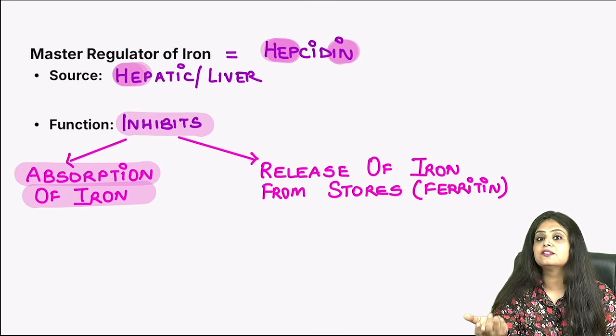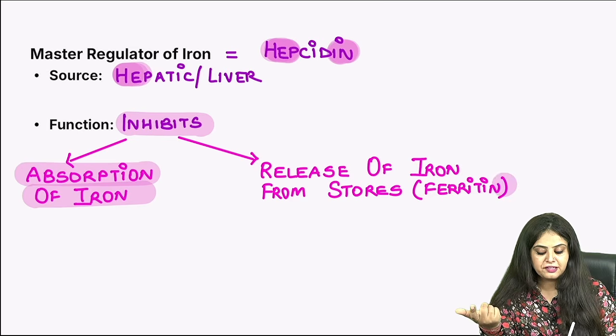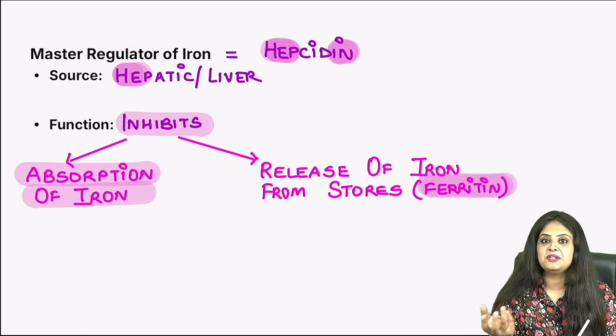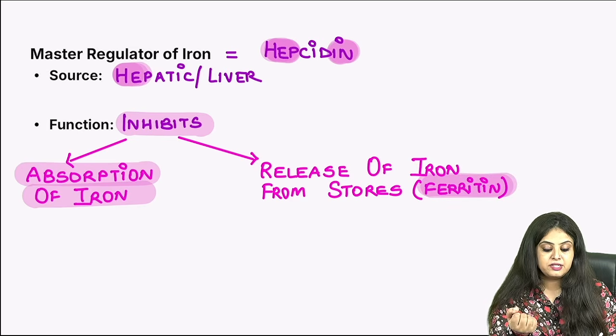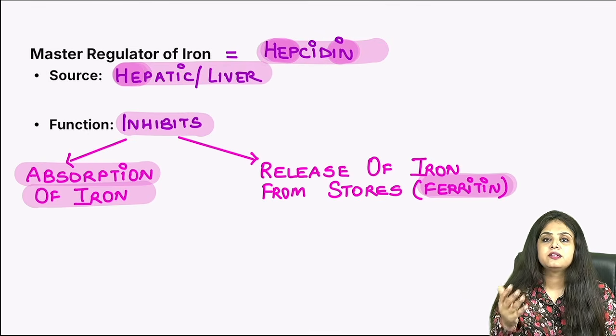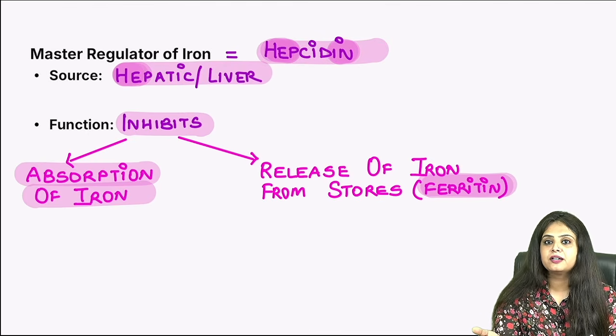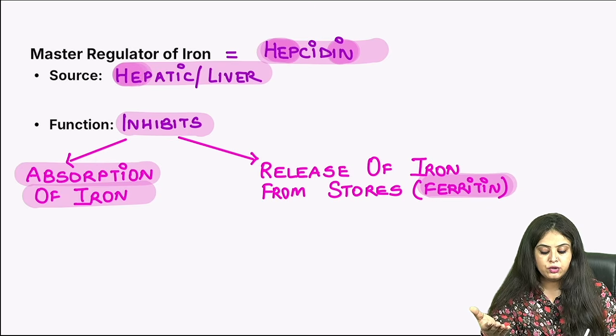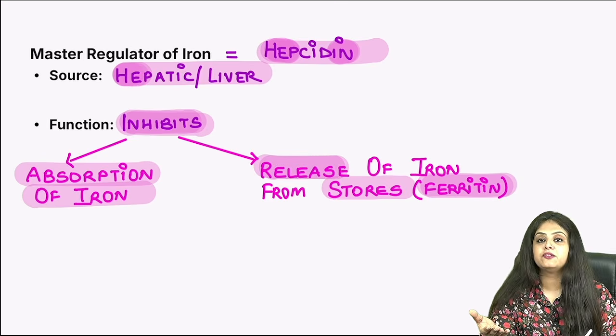Your storage bank is what? Ferritin. So you will ask ferritin, can you lend me some money? Can you lend me some iron? But hepcidin is that hijacker. Hepcidin says, I will not. Will a hijacker allow you to use your bank account? No, your hijacker will freeze your bank account. So will you be allowed to use the iron from your stores? No, it will inhibit the release of iron from the stores.